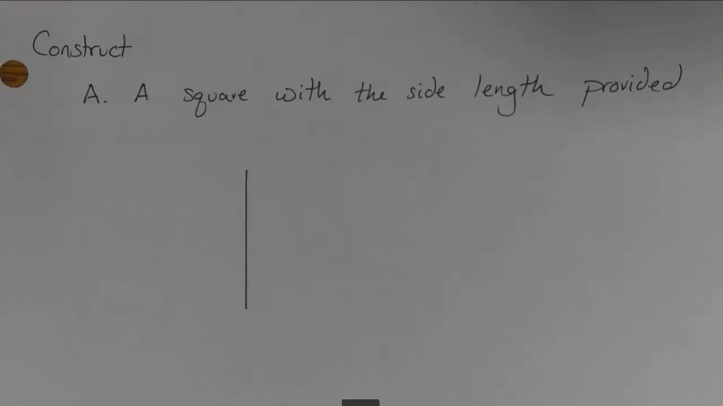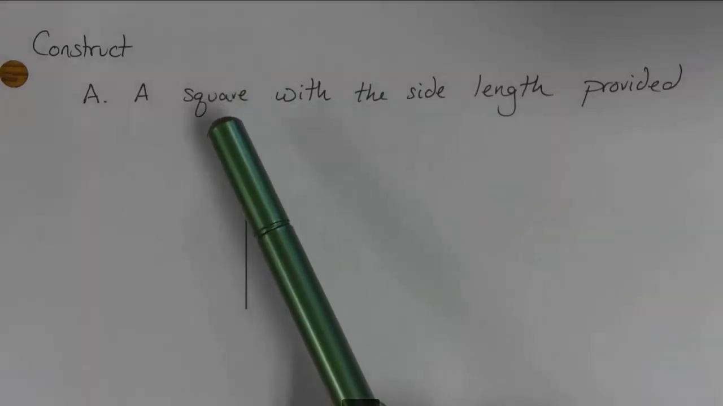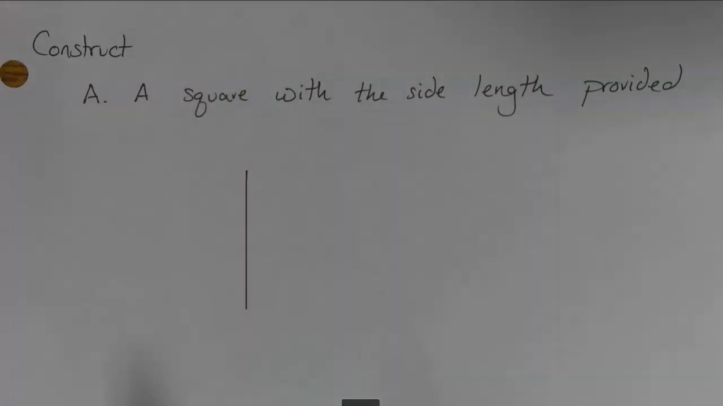Once you have the basic tools of construction, it's pretty easy to make a lot of different shapes. Now you are going to have to think of these shapes, even simple shapes, as the sum of their parts. So when I'm looking at this first construction that I want to do, I'm going to try to make a square with the side length below.